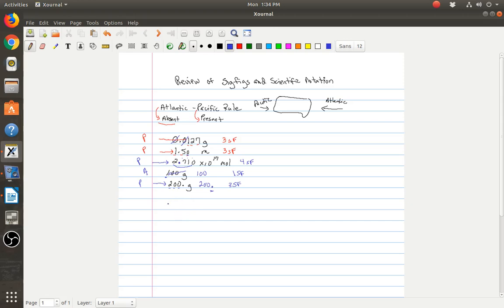Let me go ahead and do at least one more from the absent. This is a really large number, and of course it has to have a unit. It has to be a measured value to have significant digits. Now it's absent, so I'm going to come in from the Atlantic. I'm going to go straight through all the zeros and count 1, 2, 3, 4, 5, 6, 7. This one would have 7 significant figures.